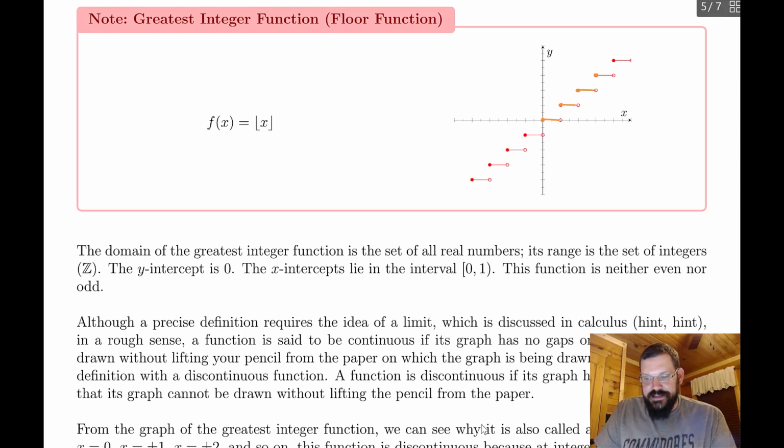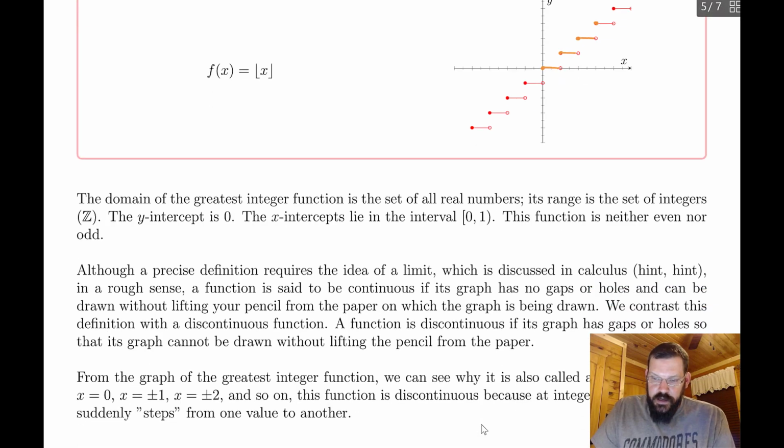So this graph is not a function because it is discontinuous and it cannot be drawn without picking our pencil up off the paper. That's one of the primary components of a graphical representation of a function. If you can't draw it without picking up your pencil, it's not a function.